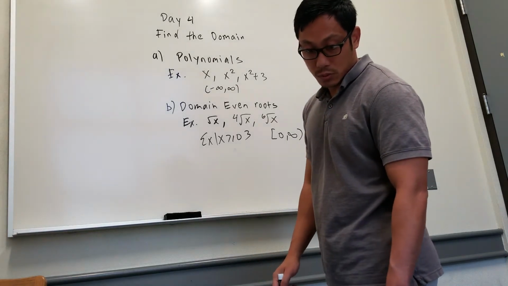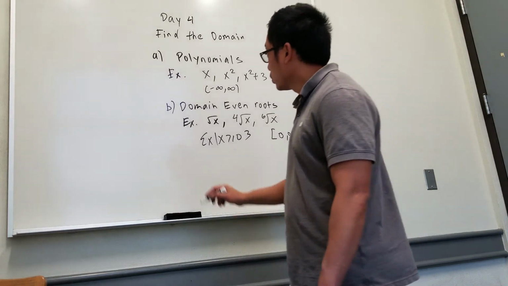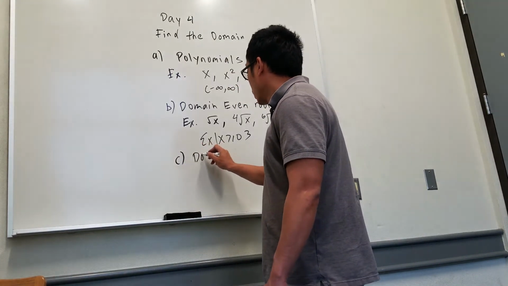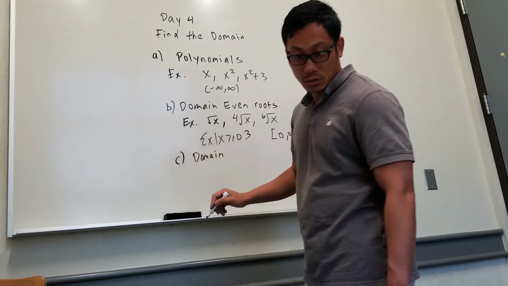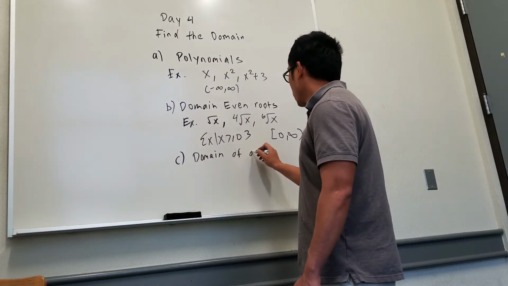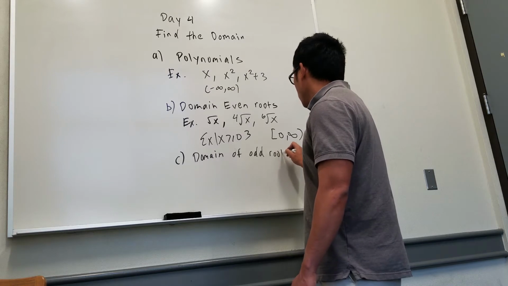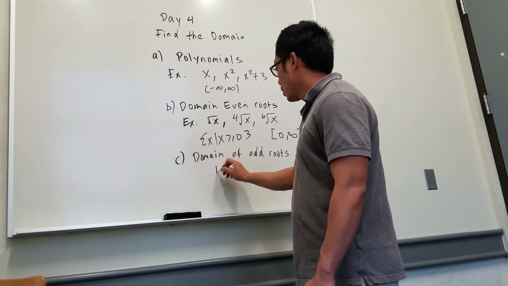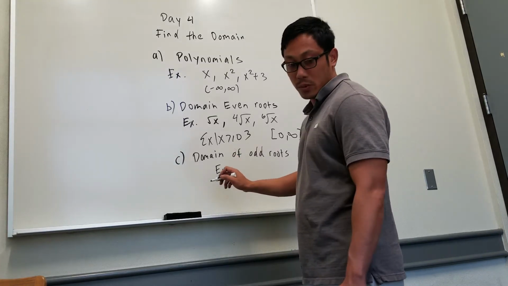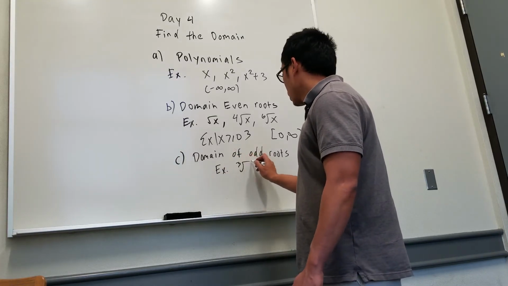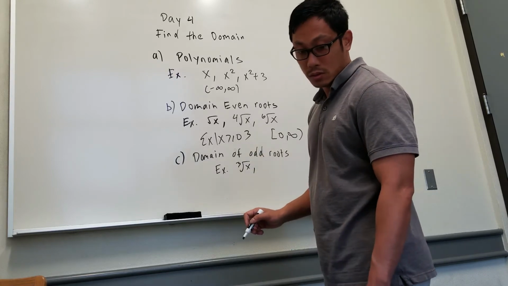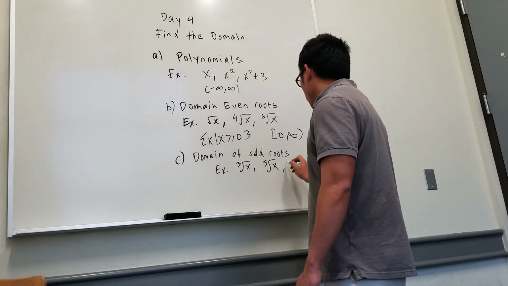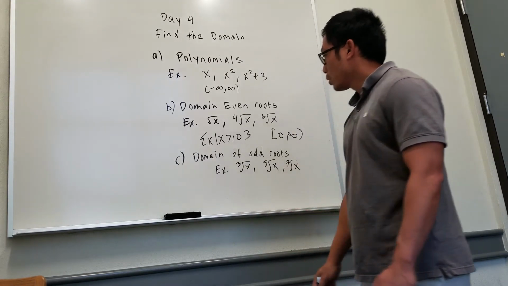So let's do C. Domain of odd roots. Examples: cube root of x, fifth root of 8x, seventh root of x.